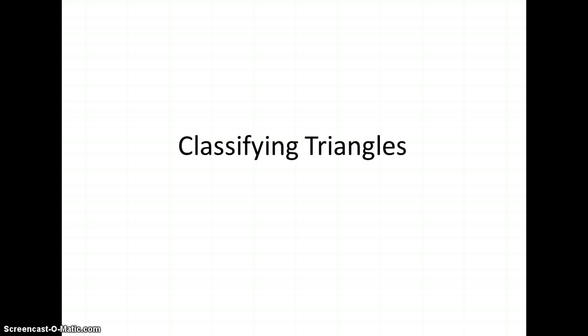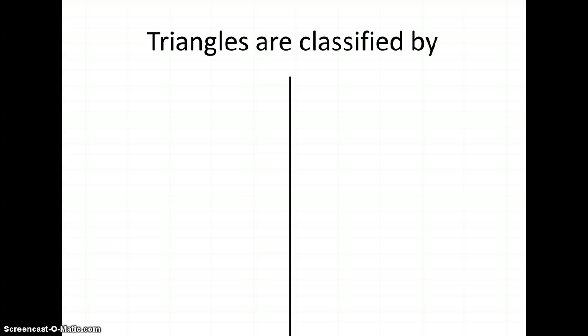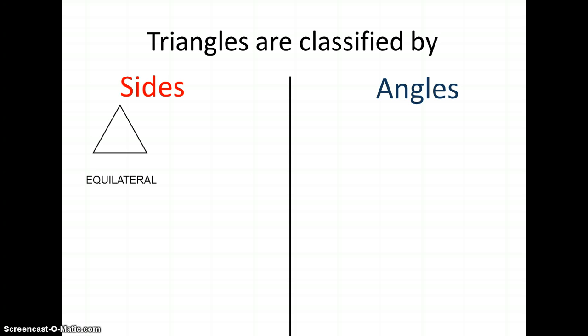Let's first talk about classifying triangles. Triangles are classified by their sides and their angles. Let's first talk about how we classify polygons by their sides. Equilateral triangles are triangles whose sides are all the same length. Isosceles triangles are triangles that have two equal sides.